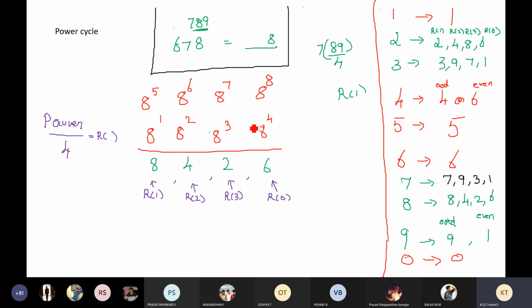Like for 1, there is no method at all. The answer is straight away 1. For 5, there is no method at all. The answer is straight away 5. But which numbers had difficult processes to find out the last digit? Very good, Nitya Kalyan. Yes. So it was 2, 3, 7, and 8, right? 2, 3, 7, and 8 had difficult processes.